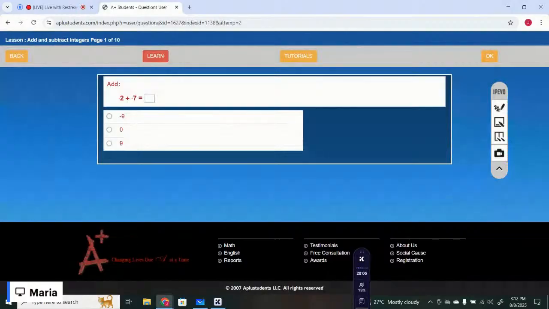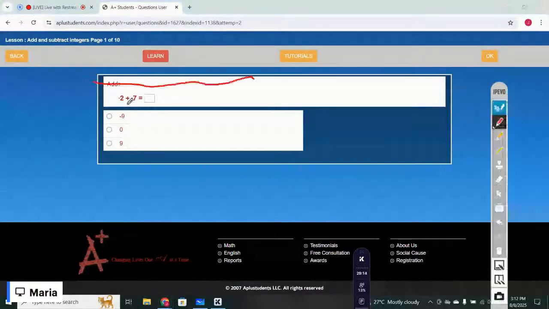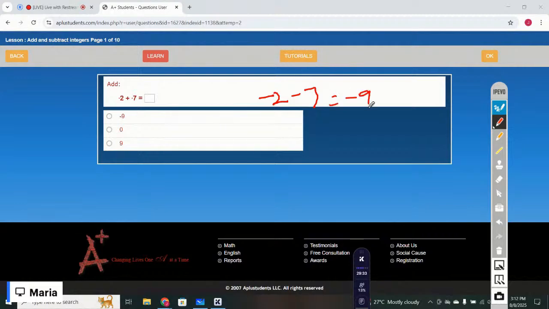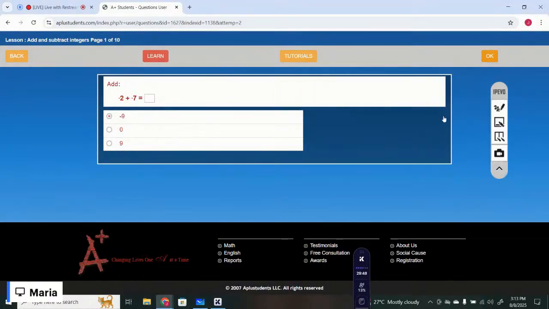Negative 2 plus negative 7. Adding a negative number is the same as subtracting. Negative 2, negative 7, that equals negative 9. Option number 1 is the correct option.